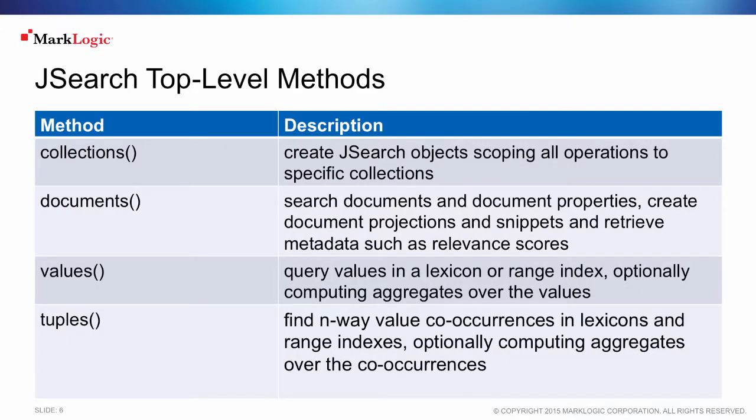The following represent the top-level methods in JSearch. Collections: create JSearch objects scoping all operations to specific collections. Documents: search documents and document properties. Create document projections and snippets, and retrieve metadata such as relevance scores. Values: query values in a lexicon or range index, optionally computing aggregates over those values. Tuples: find n-way value co-occurrences in lexicons and range indexes, optionally computing aggregates over the co-occurrences.